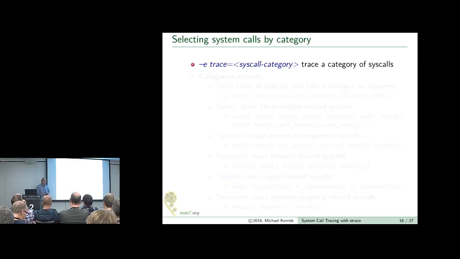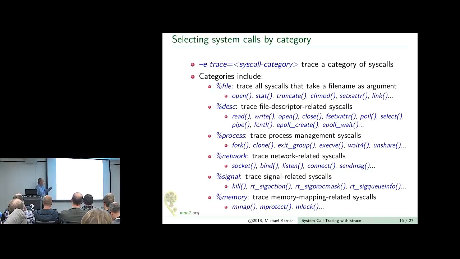One other feature that is sometimes useful: instead of specifying individual system calls, you can say strace -e trace= and then a system call category. And there are a number of predefined categories that you can choose. strace -e trace=%file: show me all the system calls that take a file name as an argument. Or show me all the system calls that use file descriptors. Or the system calls that do process management tasks, things like process creation with fork or clone, process termination, exit_group, execute a new program, wait for child processes. Or network-related system calls, all the stuff to do with the sockets API, socket, bind, listen, and so on. And signal-related system calls, memory-related system calls. There's a few other categories as well. Sometimes this is a convenient shorthand, of course, rather than listing a bunch of system calls individually yourself.